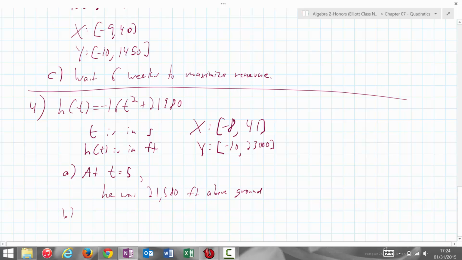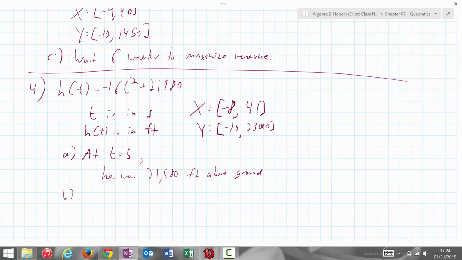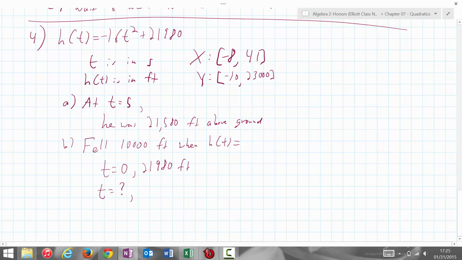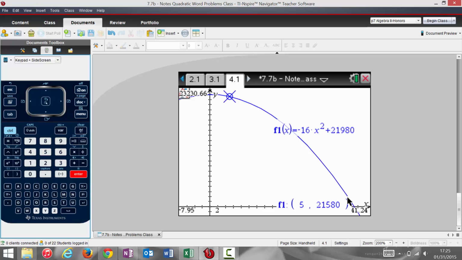Then for the next one, it says how many seconds did it take for him to fall 10,000 feet. So he fell 10,000 feet when h of t is, well, let's see. At t equals 0, he started at 21,980 feet. So let's think of it this way. T equals 0, 21,980 feet. T equals what? We want 10,000 feet fallen. So that's 11,980 feet. So I'm going to graph y equals 11,980.